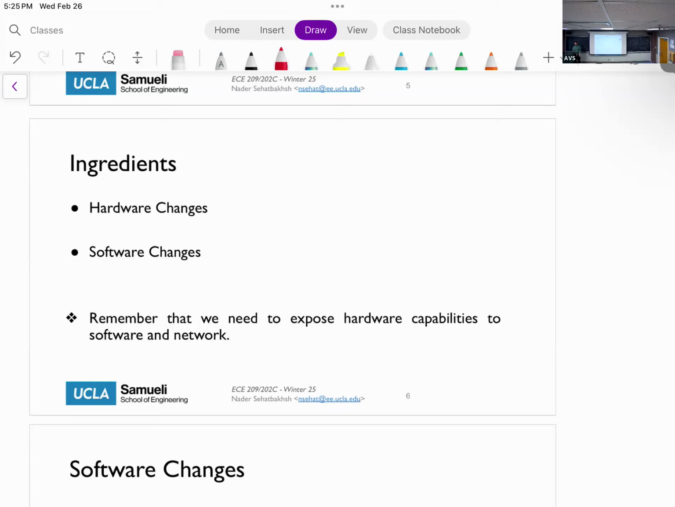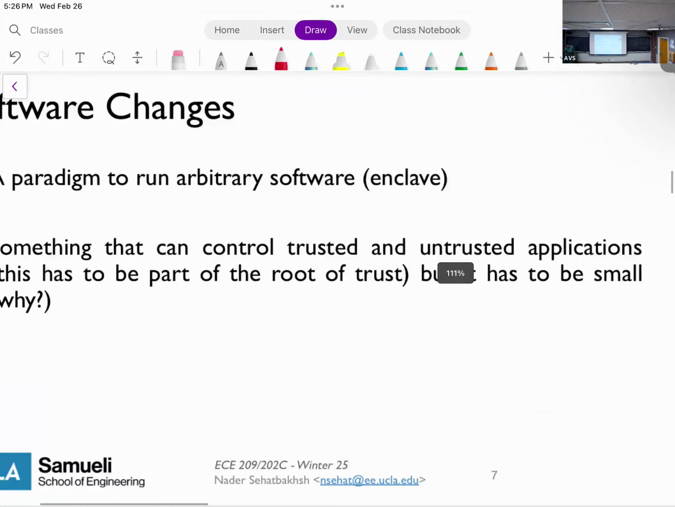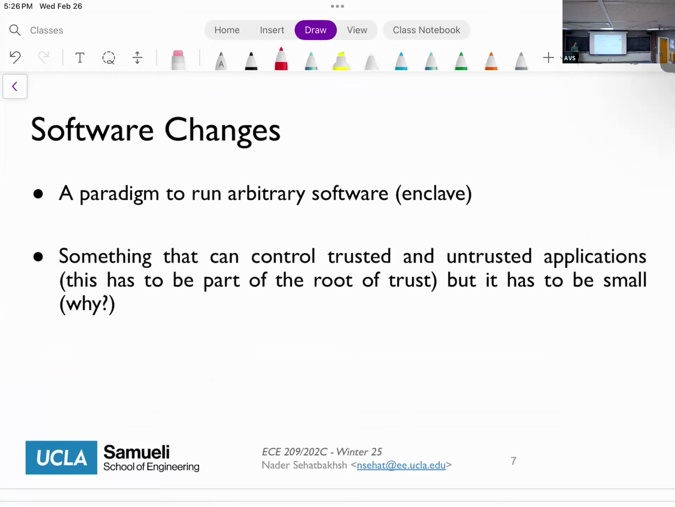If this is purely isolated hardware that nobody can run anything on, that's also not going to be useful, right? So I need to expose this. So I need a software toolchain for this as well. I need some layer of operating system, some user level, so that the end user can actually run some arbitrary software on the system. On the software side, I essentially need a paradigm to run arbitrary code.